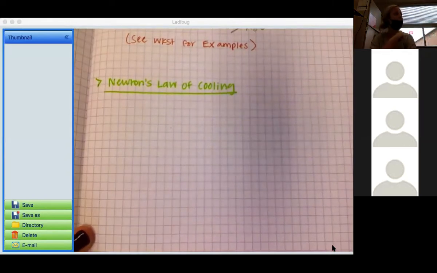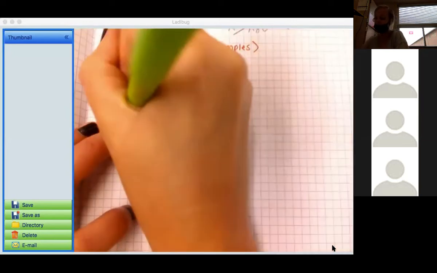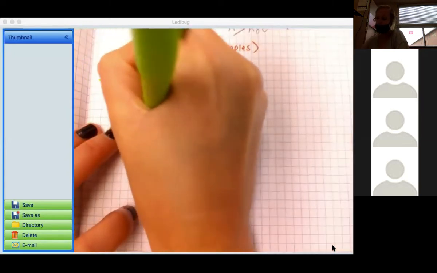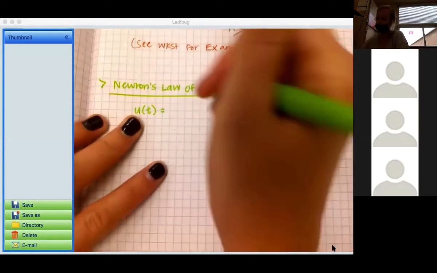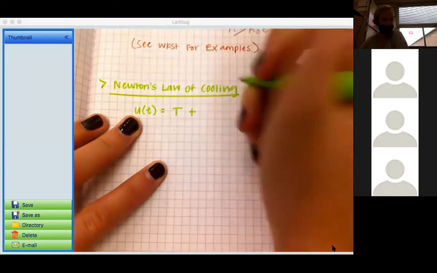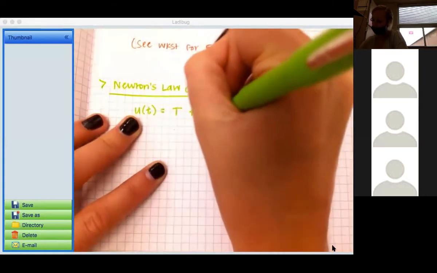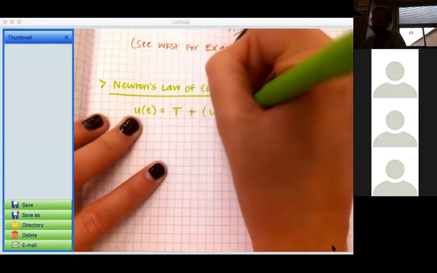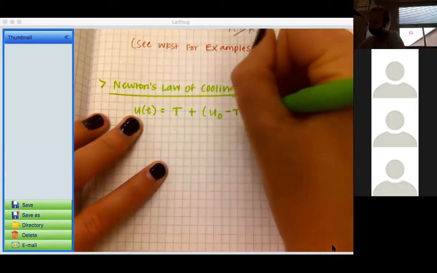Newton's law of cooling. You ready? Here it is. It looks crazy. This is why I'm thankful y'all don't have to memorize it because my kids last year had to. Just write it first and then I'll go through and tell you what everything means.